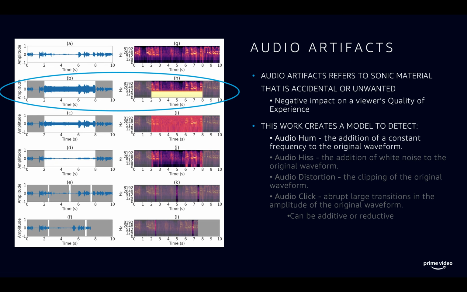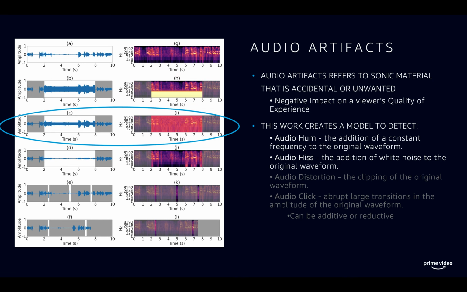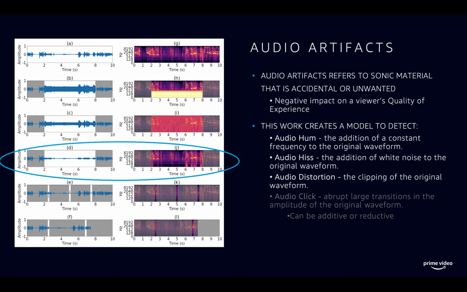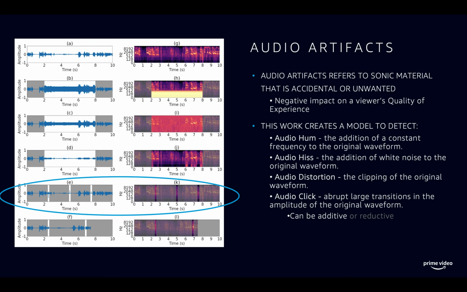The first defect we consider is audio hum. This is the addition of a constant frequency to the original waveform. The second defect we consider is audio hiss. This is the addition of white noise to the original waveform. The third defect we consider is audio distortion. This is the clipping of the original waveform to a maximum and minimum value. The final defect we consider is audio clicking. This is a large abrupt transition in the amplitude of the original waveform.